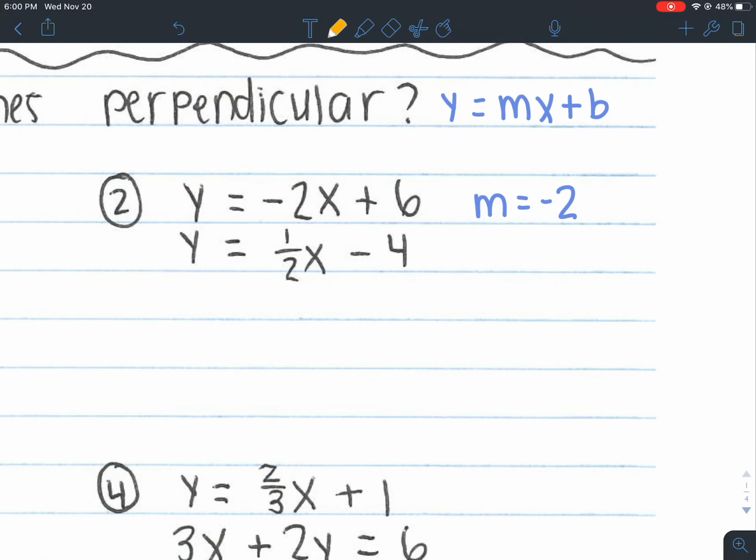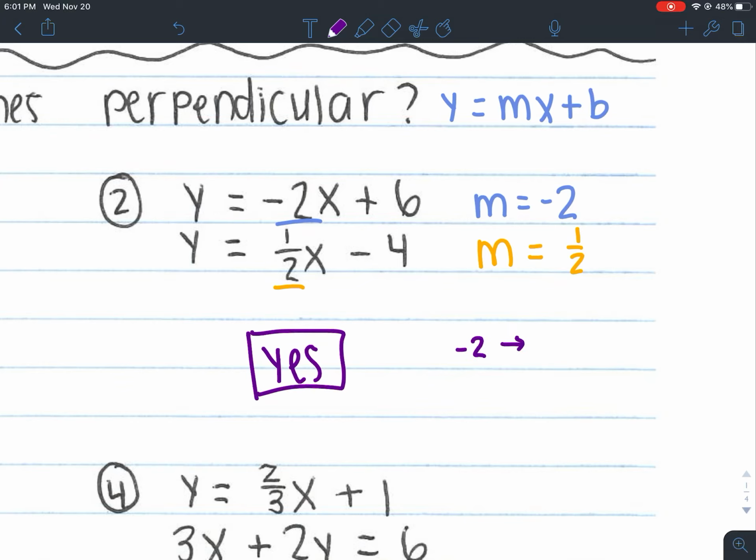What is the slope in the second equation? Positive 1/2. Are these opposite reciprocal slopes? Well, if I have negative 2, the opposite reciprocal would be positive 1 over 2. So I do have opposite reciprocals here, so yes. Right? We have negative 2. If we want to change it, it would be positive 1/2, and that's what we have here.